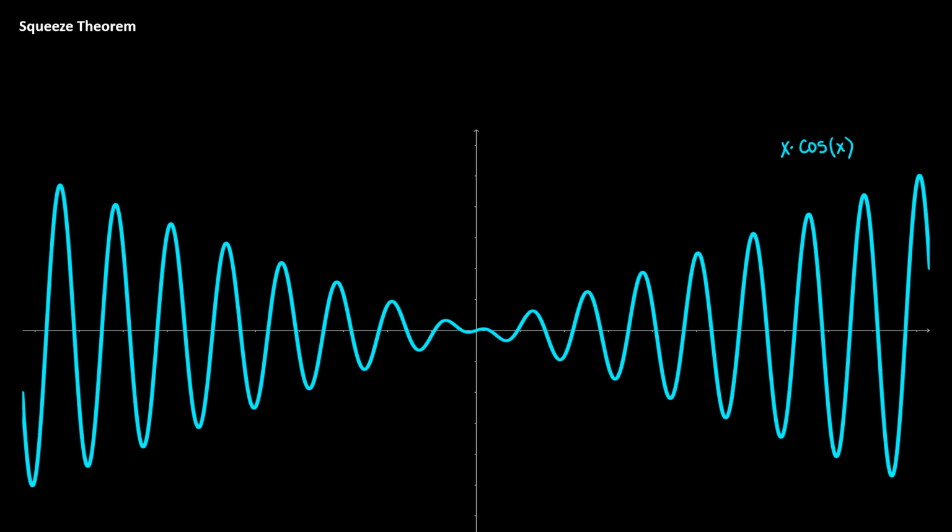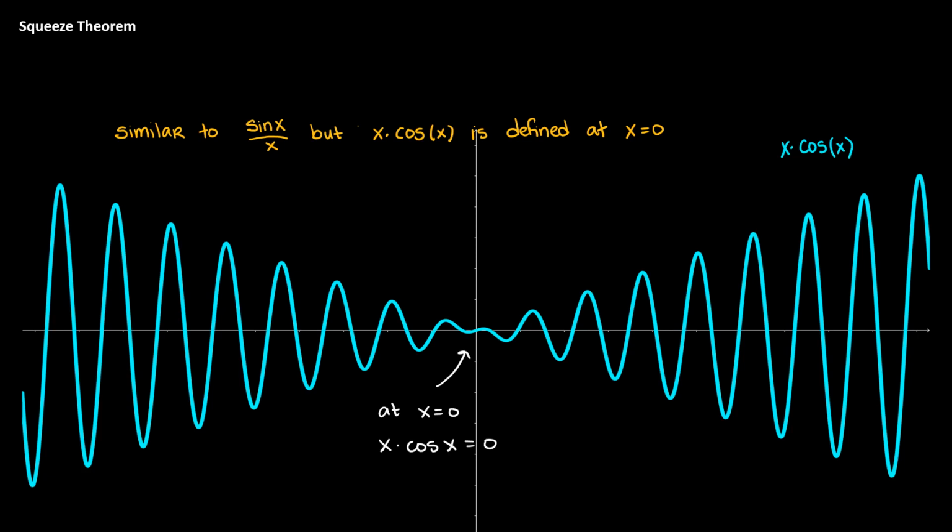To demonstrate the squeeze theorem, we're going to start by looking at another function. It's similar to sine x over x, but it's x times cosine x. It has a linear factor, x, and it has a trig factor, cosine x. So it's similar enough that we can demo our technique and see that it'll be helpful for the other function. But what's nice about this function is that it is defined at x equals 0. I don't have a hole in my graph.